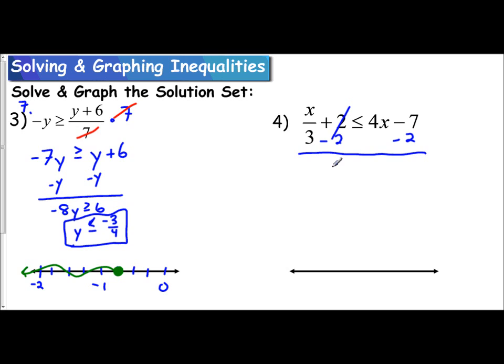That will get the x over 3 by itself, and I'm left with 4x minus 9. What I can do next is multiply both sides by the denominator of this fraction. So I multiply the left side by 3, but when I multiply the right side by 3, every term has to get multiplied by 3. And so our 3's cancel, and I'm left with x is less than or equal to 12x minus 27.